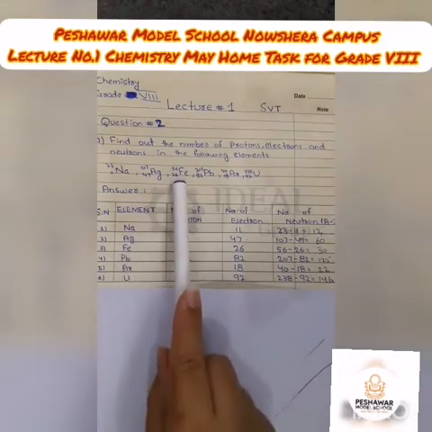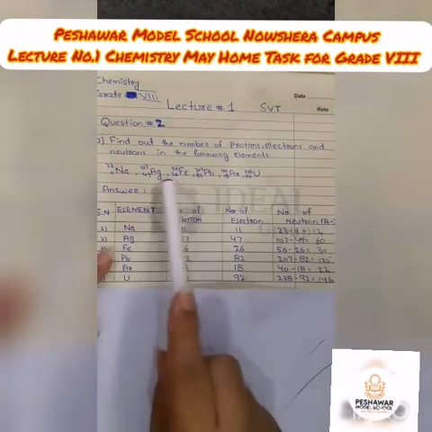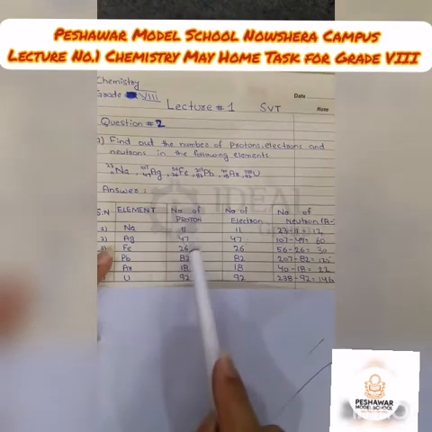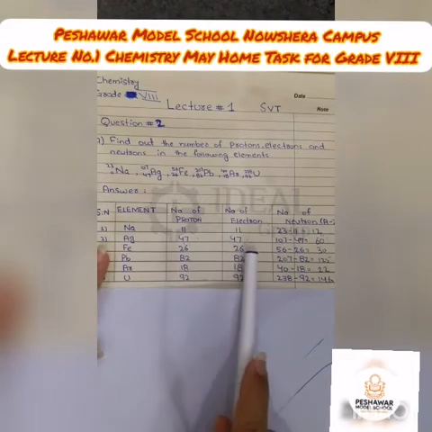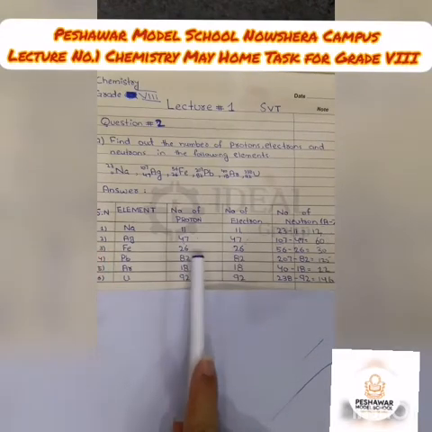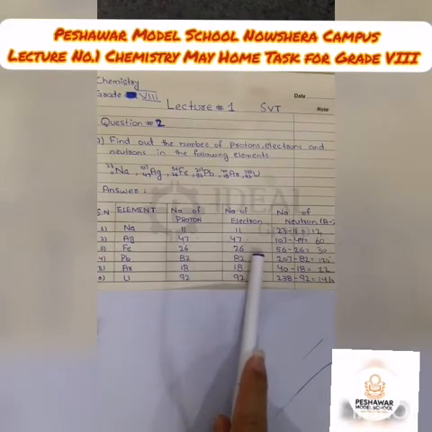Third one is iron. Iron atomic number is 26. Atomic number shows the number of proton. It means that we have 26 proton in iron, and the number of proton is equal to the number of electron. We have 26 proton, so we have 26 electron as well.